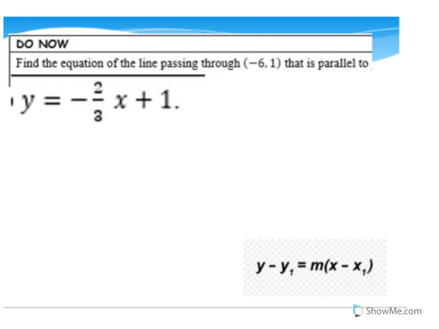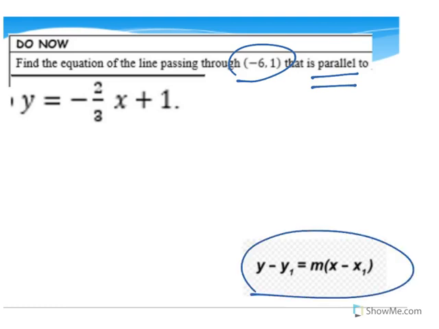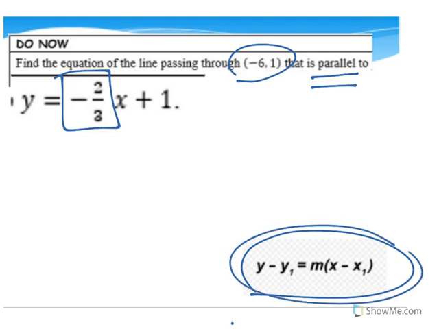So I've given you a bit of a hint on here. You want to find an equation of a line passing through this point, negative 6, comma 1, that is parallel to this equation here. We're going to use this point-slope form, because if something's parallel, we know automatically they have the same slope. That's really the only part I care about in this equation. The rest is going to come from negative 6, comma 1. So go ahead and plug it in; y1 is 1, of course. We know it's parallel, which means the slopes are equal.